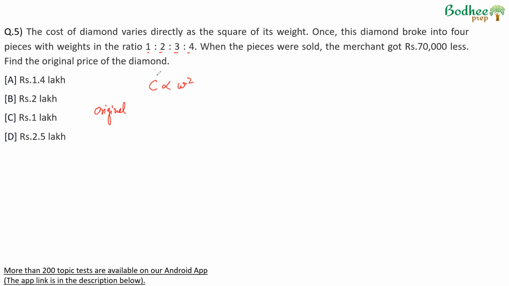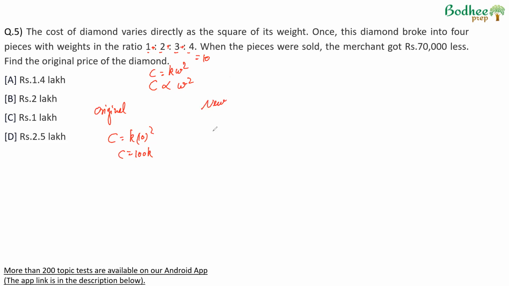Suppose the equation for cost is k w square, where k is the constant, w is the weight. If a stone breaks into four pieces with weight 1, 2, 3, 4, the total weight of the stone will be 4 plus 3, 7 plus 2, 9 plus 1, 10 kgs. So the original cost will be C is equal to K into 10 square, which is 100K. This was the original cost. What will be the new cost?